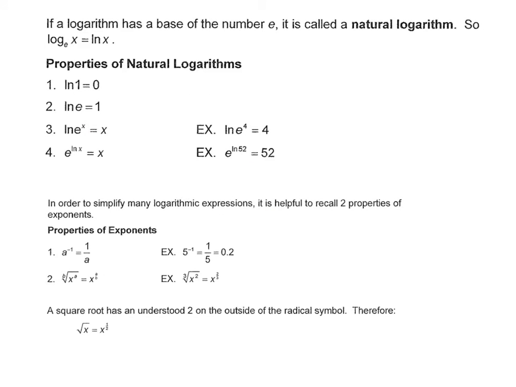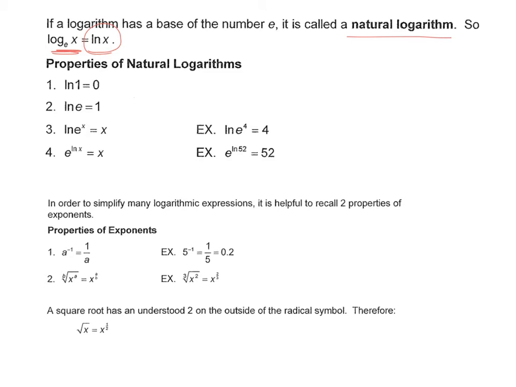If a logarithm has a base of the number e, it's called a natural logarithm. What I mean by that is, if it's log base e, we have a special name for it: natural log, ln of x. And so you won't ever write log base e for anything. You'll just be working with the natural log on its own.